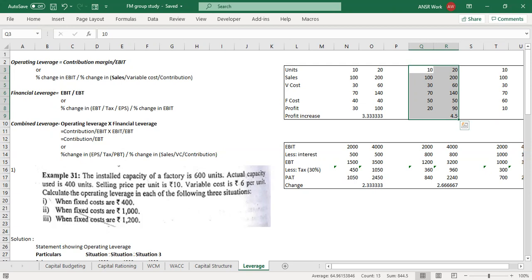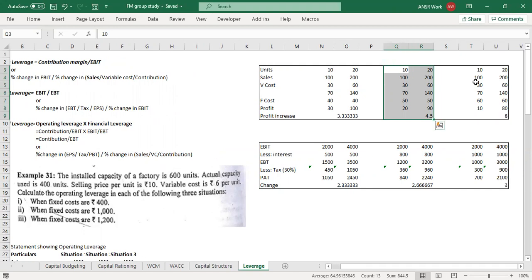Now just go to the next one, where I have increased the fixed cost even more. Look at this one: 10, 100, 30, 70. Then I have increased the fixed cost to 60. Now our profit becomes 10. Now, when you double the units, 20, 200, 60, 140, then fixed cost is 60. Our profit becomes 80. Now the profit increases 8 times. Now I want you guys to brainstorm a little and tell me whatever is coming to your mind.